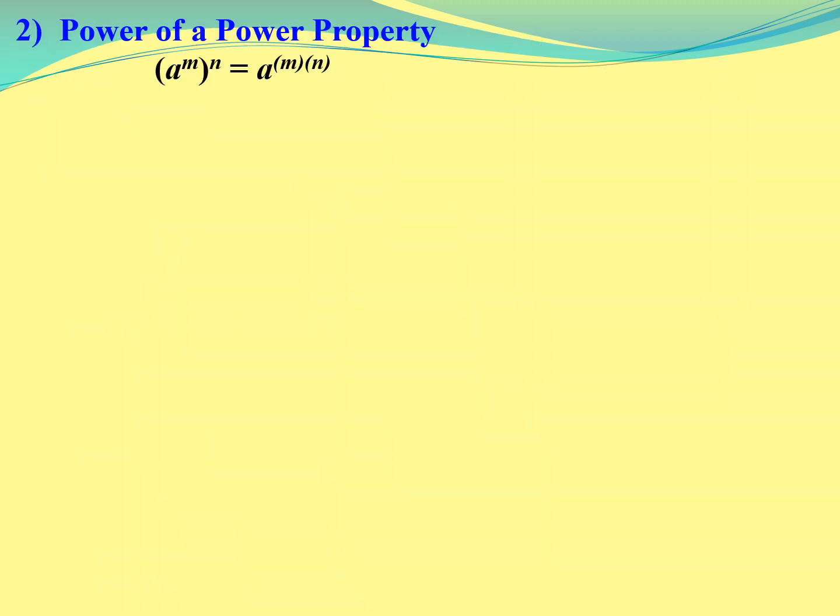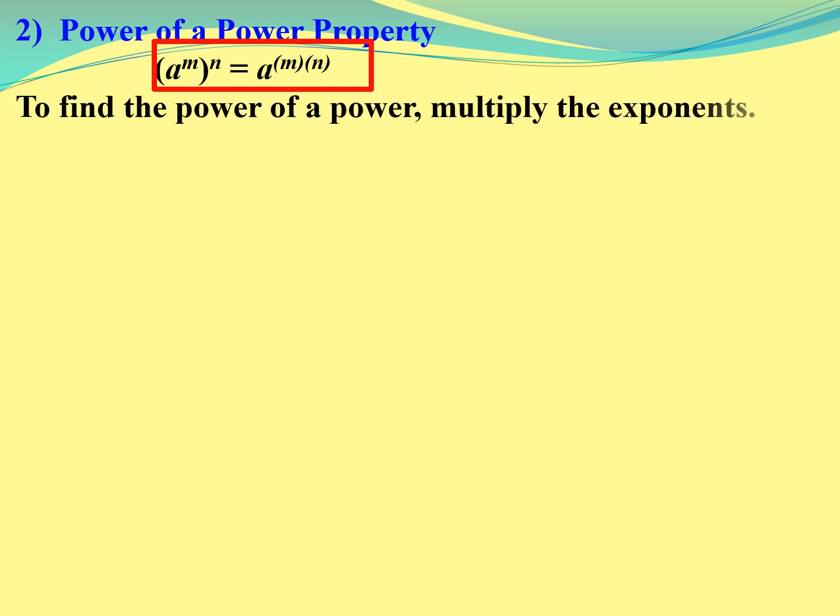The second formula is called the power of a power property, which is written in the form quantity a to the m raised to n equals a to the m times n. This means to find the power of a power, multiply the exponents.